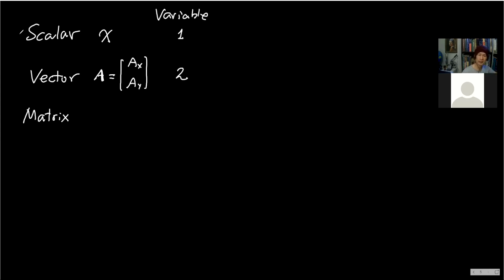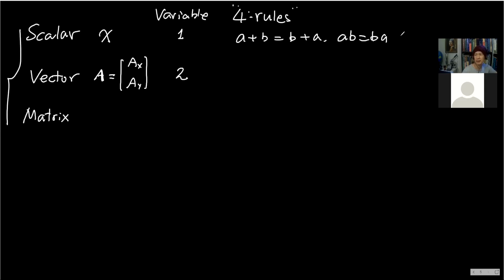Okay. So whenever we discuss a new mathematical quantity, we ask how to do the 4 rules. This is just the basic question people ask. When we deal with scalars, we ask about the various algebra rules. For example, A plus B equals B plus A, and also A multiplied by B equals B multiplied by A, and so on.